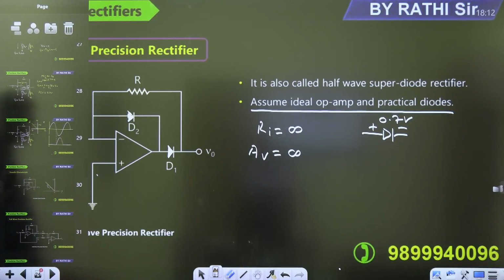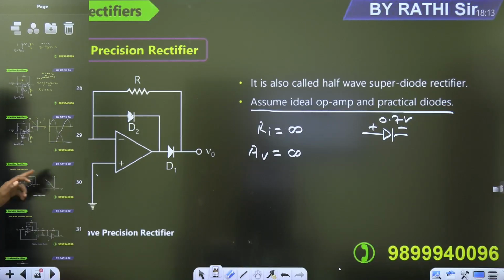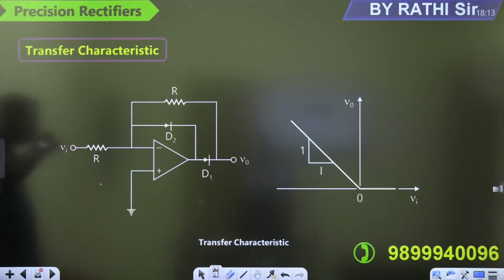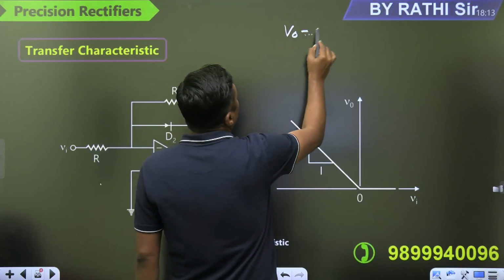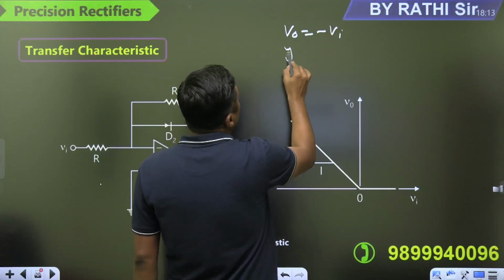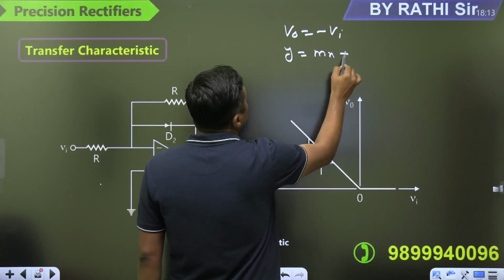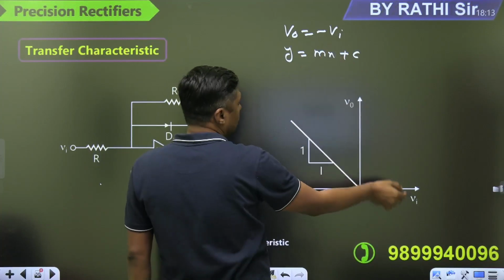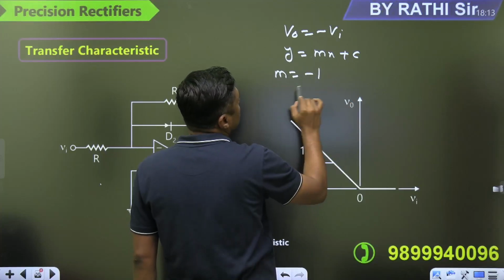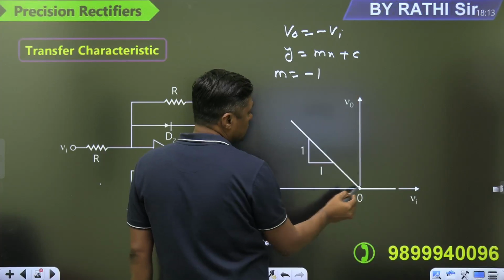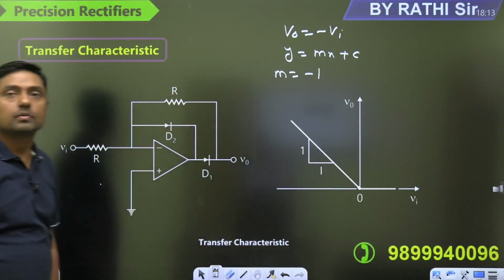And that is the transfer characteristics, guys. V0 versus Vi. So already I have given what is the slope of that line? -1. Because in the negative half, the output is what? Minus Vi. Minus of Vi means Y is equal to mX plus C. So what is the X? Vi. What is the Y? V0. What is the slope? -1. What is the intercept? 0. We are getting this one.